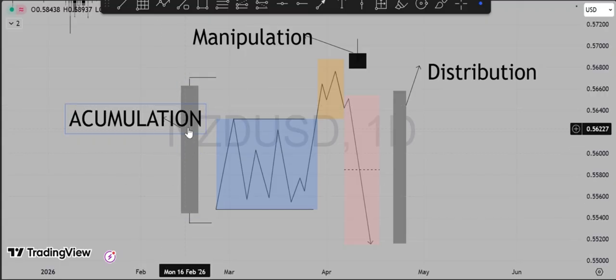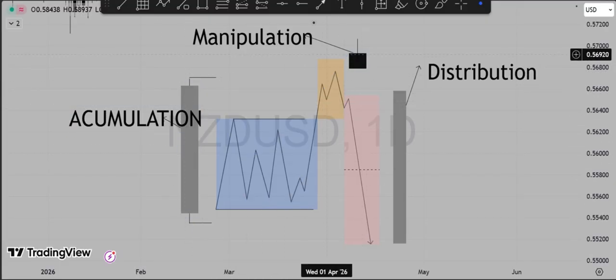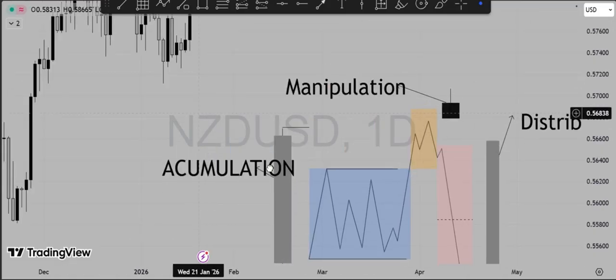One candle does what? Forms the range. The second candle forms the manipulation. Then the third candle does what? The distribution. Now without further wasting time, let's get into the charts.